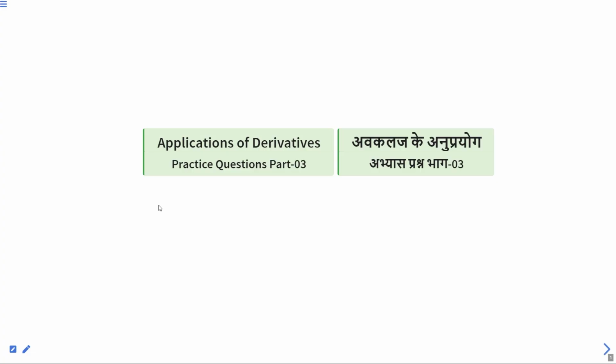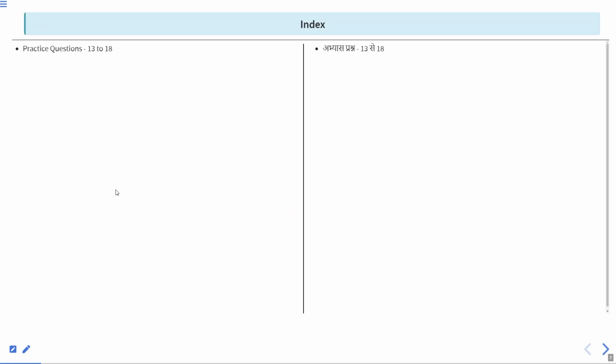Hello everyone. In today's lecture, we will see some more practice questions based on applications of derivative. Question number 13 to 18.